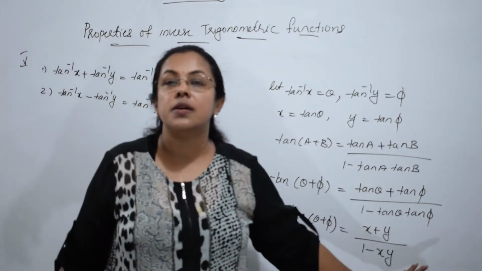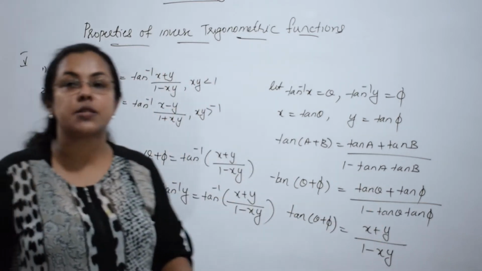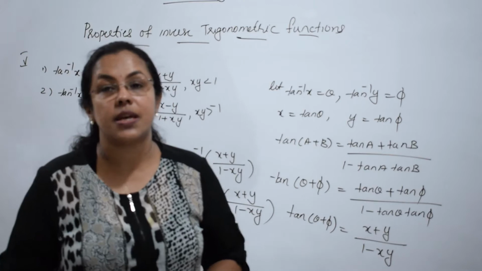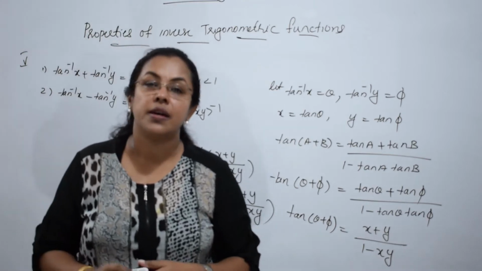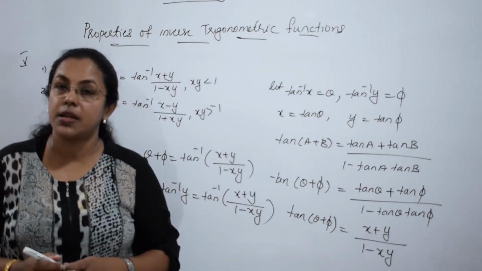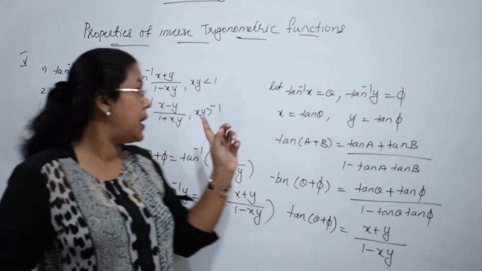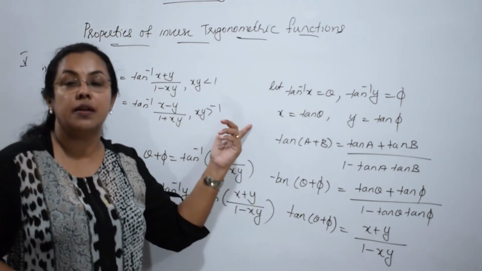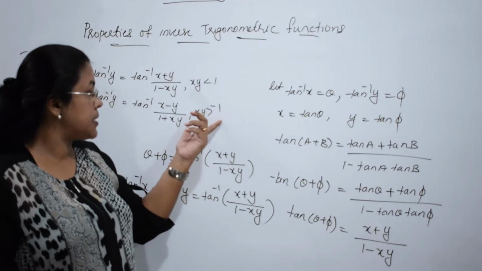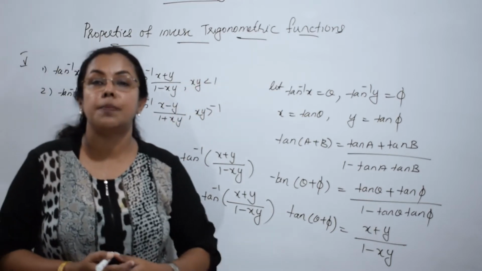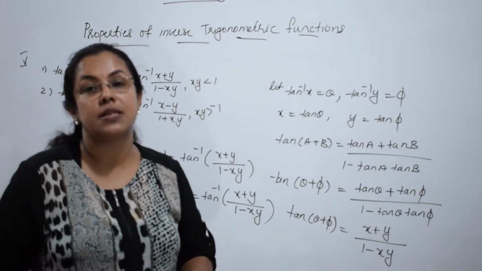Is it clear? Similarly, we can prove the next property: tan inverse x minus tan inverse y is equal to tan inverse x minus y upon 1 plus xy. Conditions are here. Here product of x and y must be greater than minus 1. Here product of x and y must be less than 1.